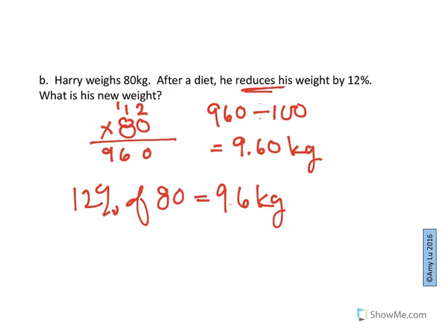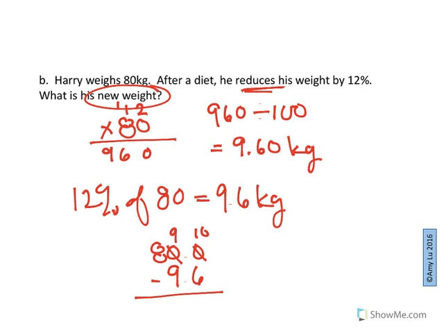Now it reduces his weight, so what's his new weight? I have to subtract. So I'm going to take 80 kilograms, and I'm going to add 1 decimal behind it. And I'm going to go ahead and subtract 9.6. So now Harry's new weight after he's lost 12% of his original weight is 70.4 kilograms.